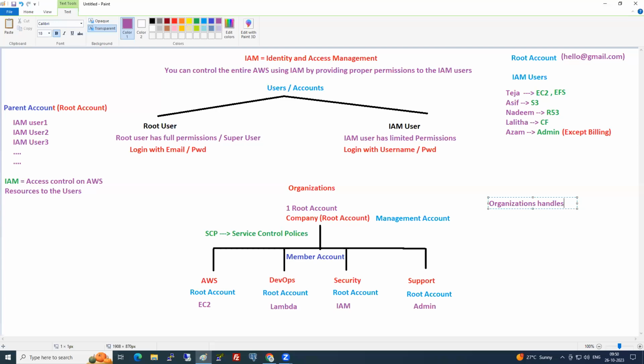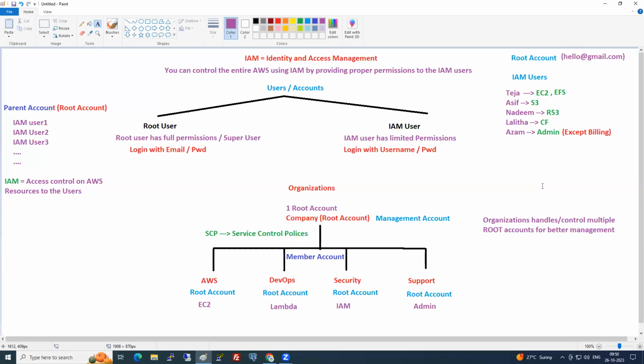Organizations handles or controls multiple root accounts for better management. Simple. If someone asks what is organization, you can say this. What is the organization? Organizations handles or controls multiple root accounts for better management only.